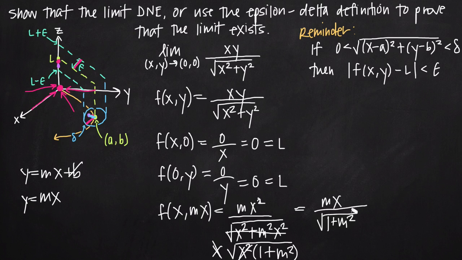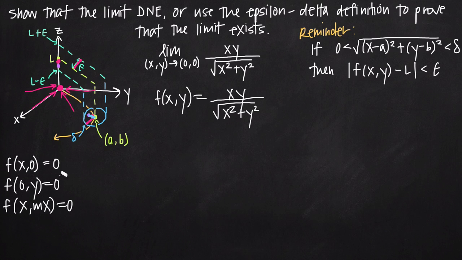Now when we plug in 0 for x, because we're approaching the point 0, 0, we're going to get 0 in the numerator, obviously. In our denominator, we're going to get the square root of 1 plus m squared, so the whole limit is going to be equal to 0. So we still haven't found a different value for the limit. I've moved our conclusions over here to the left so we have a little bit more room.